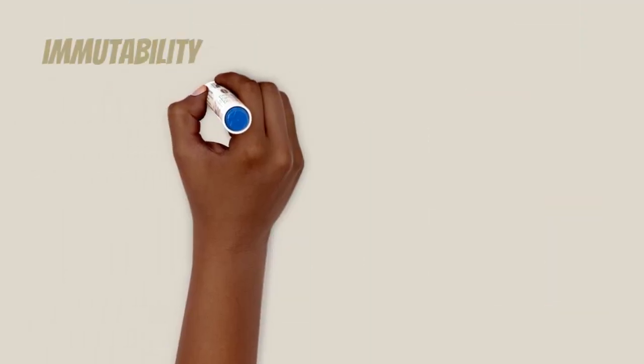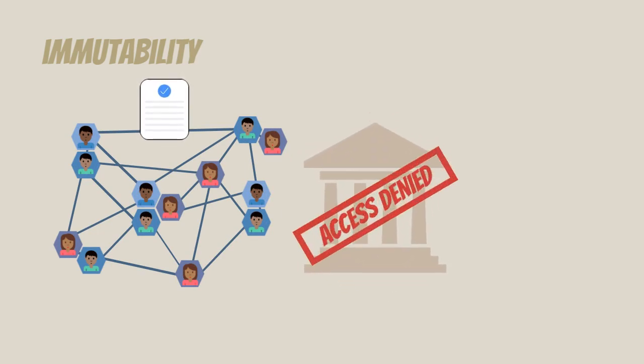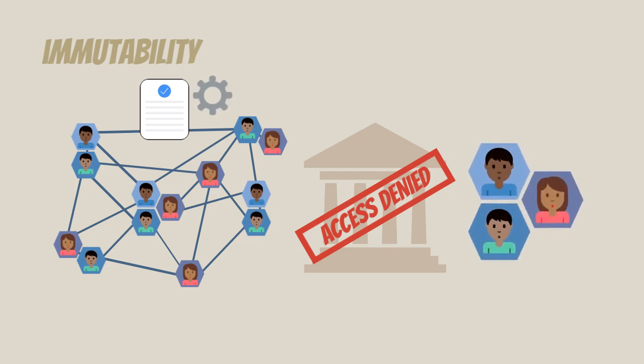Immutability. Because DAOs are administered by smart contracts on a blockchain, they cannot be shut down or censored by the government. Once the smart contract goes live, it will always operate according to the rules coded into it, even if the founding team leaves the DAO.